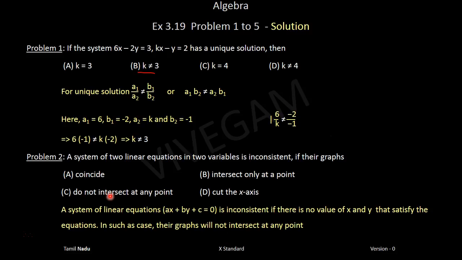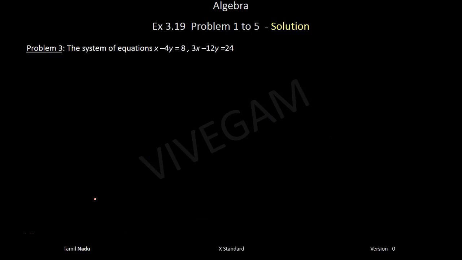So they will not intersect at any point. If they intersect at any point, then there is one value of x and y which will satisfy both the equations. Since they do not intersect each other, there is no value of x and y which will satisfy both the equations. So in this case, they do not intersect at any point. So this is basically option C. Next we'll go to problem 3.